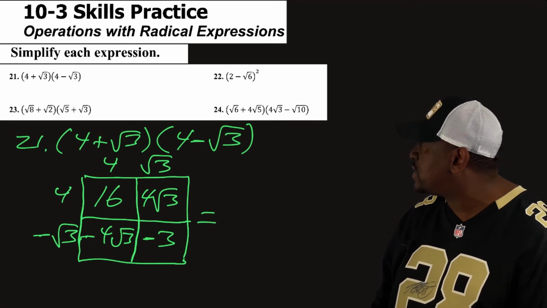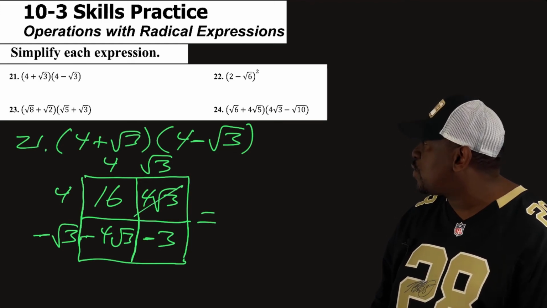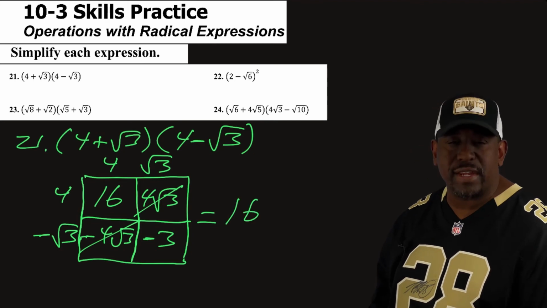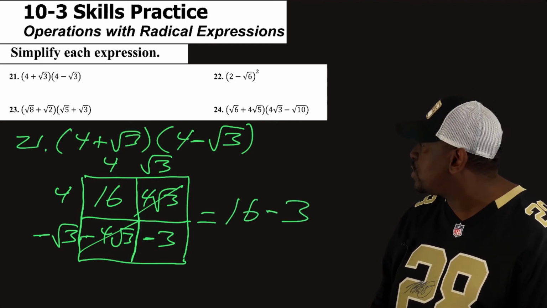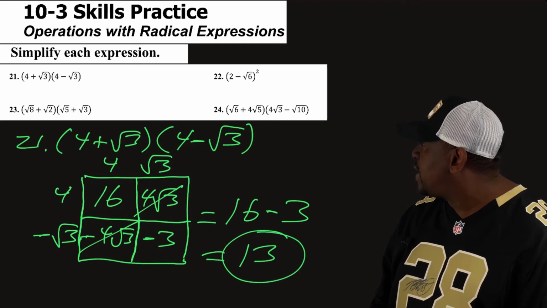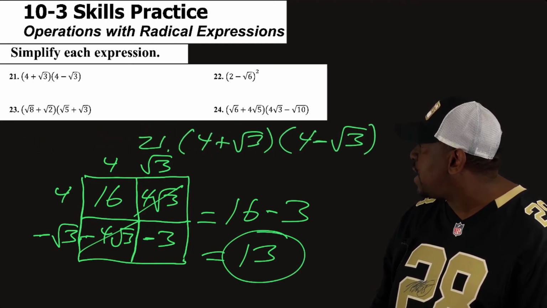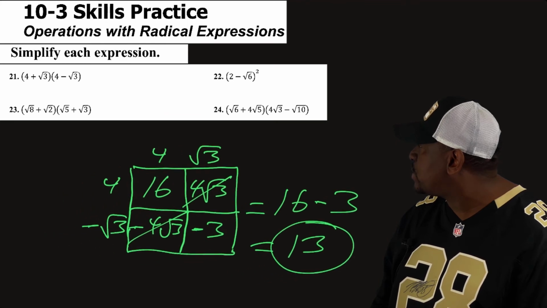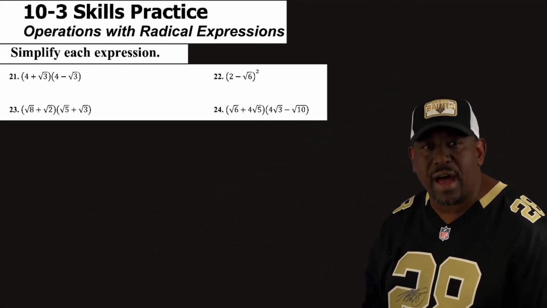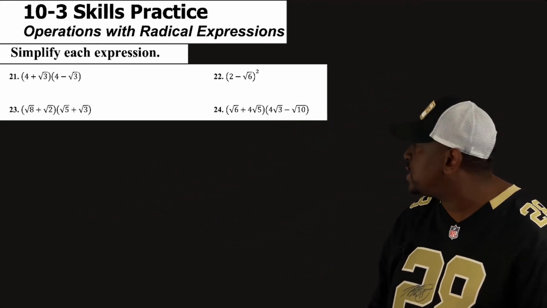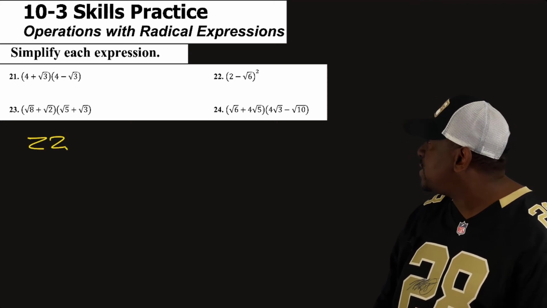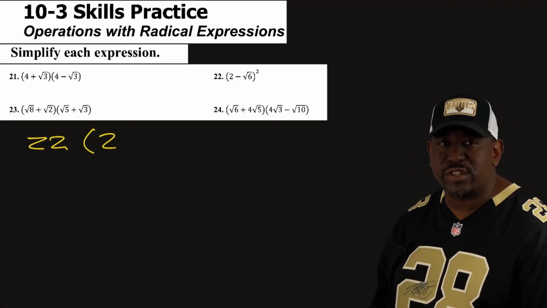4 times 4 is 16. 4 times the square root of 3 is 4 times the square root of 3. 4 times negative square root of 3 is negative 4 times the square root of 3. Negative square root of 3 times square root of 3 is negative 3, so we will cancel out the square root of 3 terms. 16 minus 3 will be our answer, which is equal to 13. So we're done with that. And now we go to number 22.